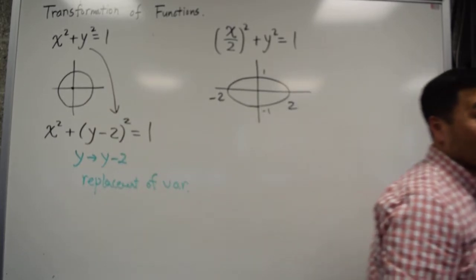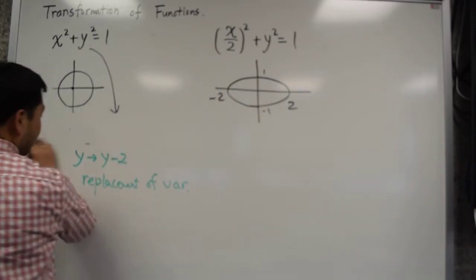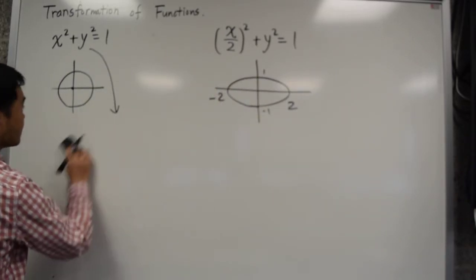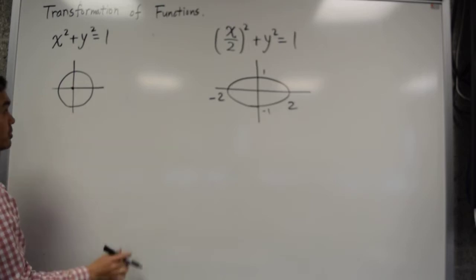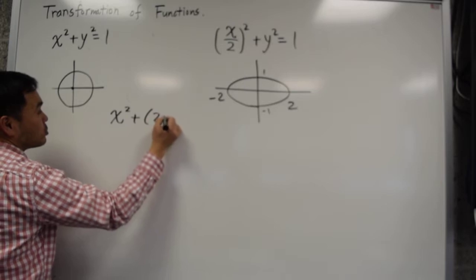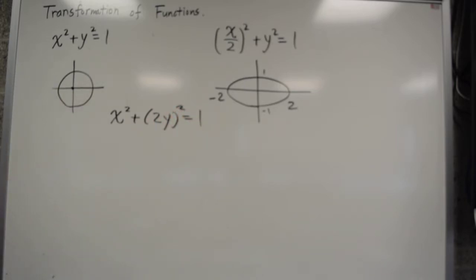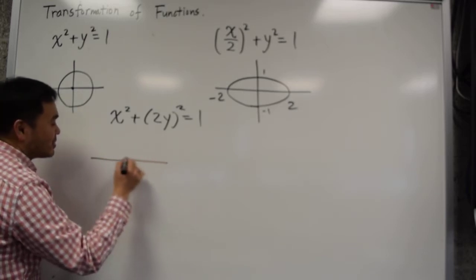That's the graph that you get. Okay, so let's try the following. What if I do x squared plus 2y squared equal to 1? What happens? It's half through the y. It divides it by 2.